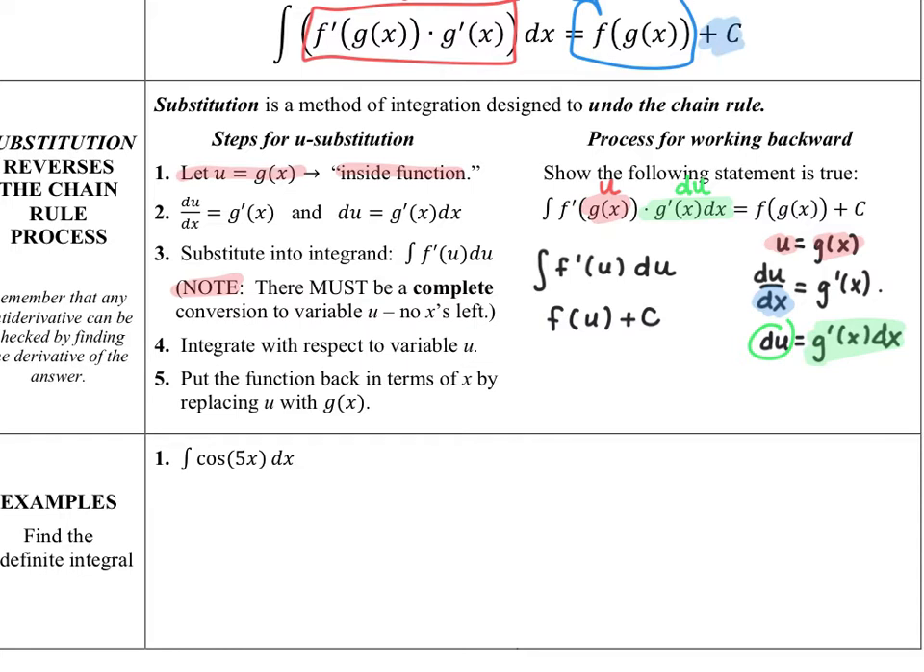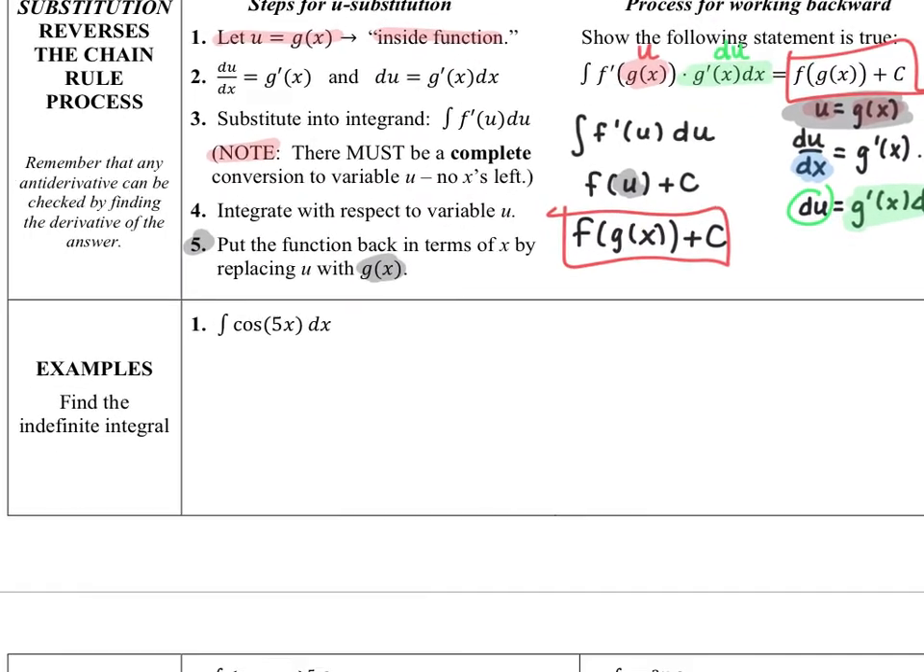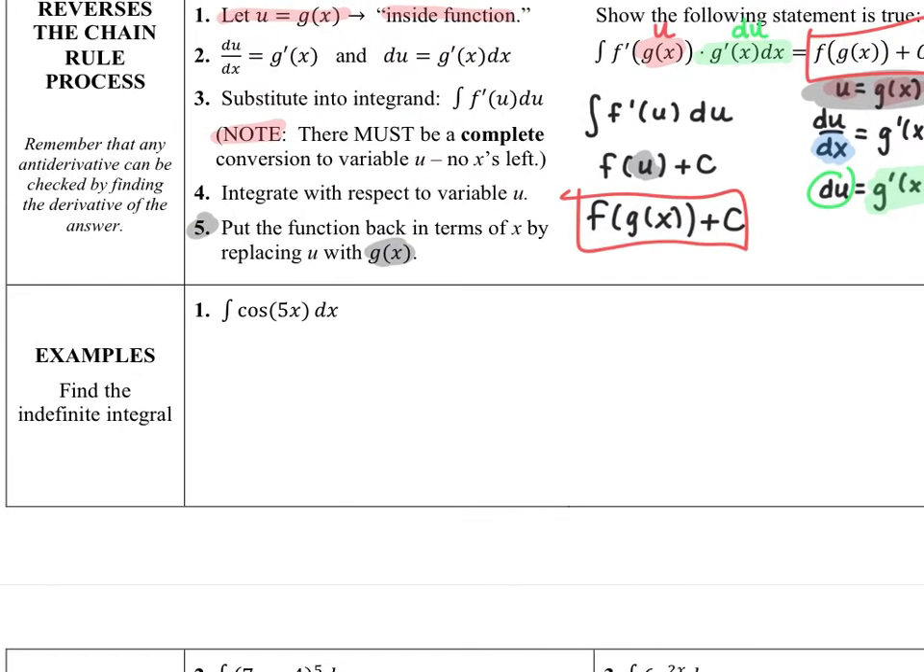Our last step is step 5 here. It just wants us to get this back in terms of x. So that original substitution I did of letting u equal g of x, I'm just going to go back and replace the u back to g of x. And you see that process put me right back to that composite function. If that felt confusing, it'll just take a few examples and then you'll get the hang of it.